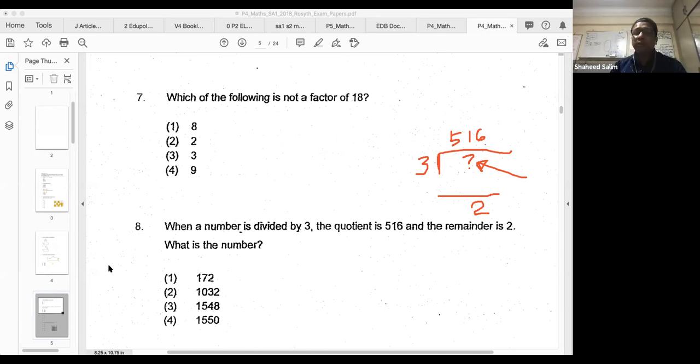You can do this. Which one cannot be divided? 18 cannot be divided by which one? Which number? Is it 1, 2, 3, or 4? You have 5 seconds to give the answer, otherwise you will explode. You must type in. Oh, 8. Okay, congratulations. 18 cannot be divided by 8. Yes, you are correct. Why? You will not get a whole number. So the answer is option number 1 here.